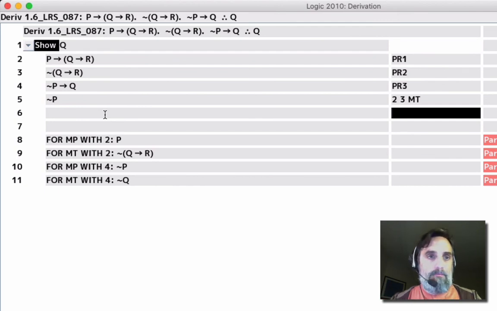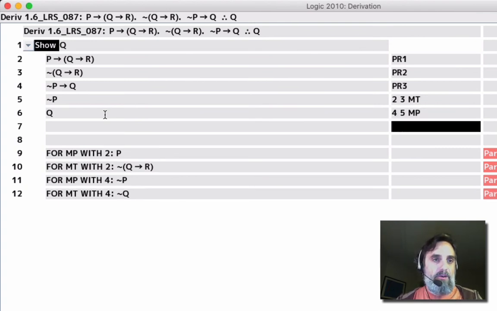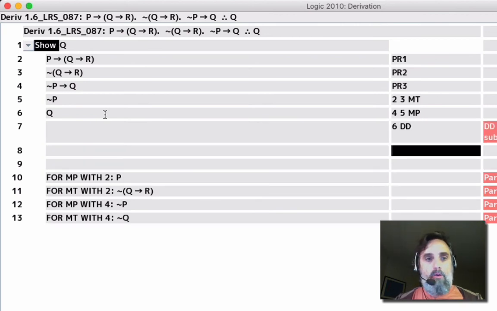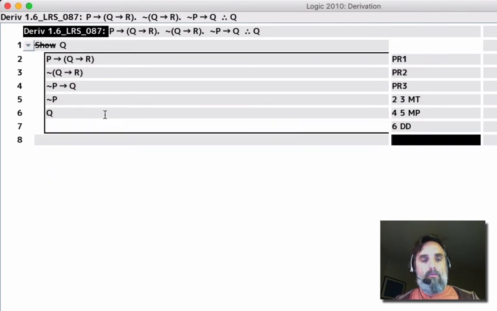Hooray! Good. Okay. Now, well, look, there's 4 and 5 as modus ponens right there, because 5 is the antecedent to 4. It gives us Q. Q is the conclusion, which is what we want in order to box and cancel with direct derivation. So we say 6 DD. Oh, we need to get rid of our notes. Let's do that. We say 6 DD, and we are good to go. So that's 1.6 LRS 87.